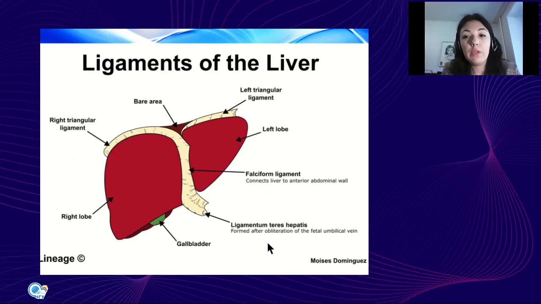And we know that in the fetal period, it contained the umbilical vein that drained into the portal vein. It carried oxygenated blood to the portal vein, and the most oxygenated blood in the fetal body came to the liver because the liver performed a function of hematopoiesis, formation of the blood cells.